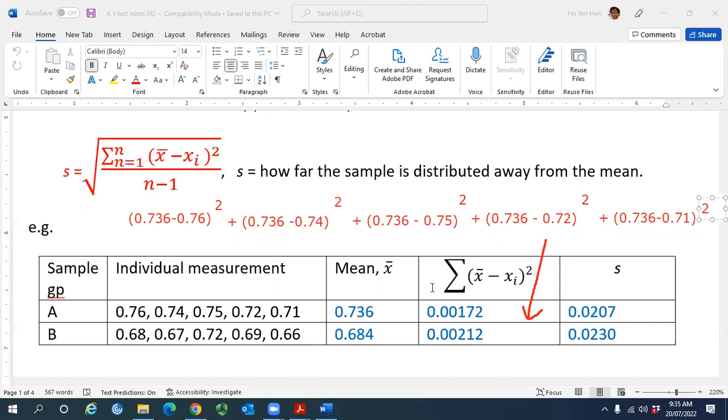So this is for this part here, the summation of the mean minus xi, where i is the number of the reading: the first reading, second reading. So mean minus the first reading, mean minus the second reading, mean minus the third reading, mean minus the fourth reading, mean minus the fifth reading, square all of them. So summation of. Okay, you can get it. Then after that, for standard deviation, you divide by n minus 1 and then take the square root.